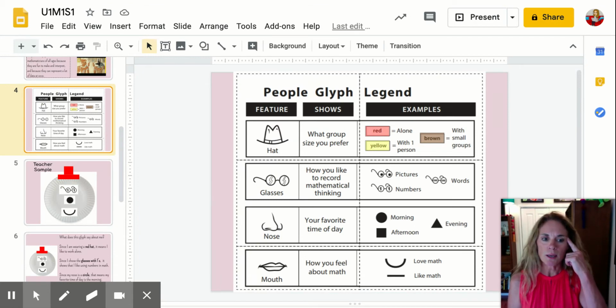So you have to think to yourself, what do you like to do the best? Do you like working alone? Do you like working with one person? Or do you like working in small groups? The next one looks like glasses, right?